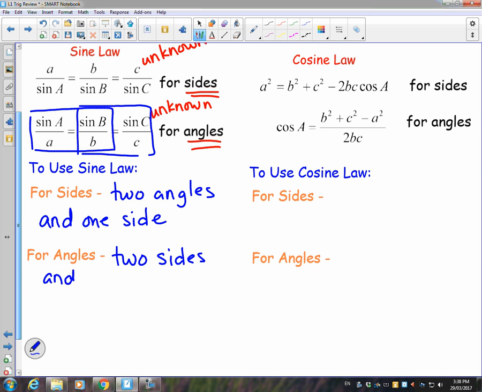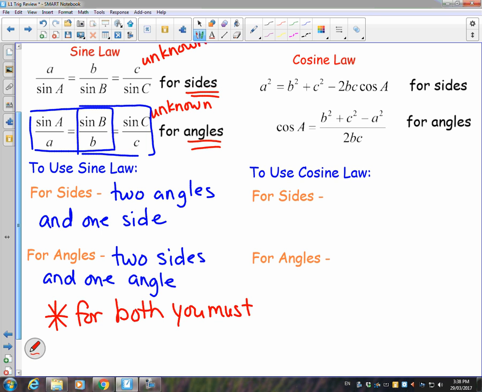But there's a catch. For both situations, you must have a pair. And what I mean by that is you have to have an angle and a side that are across from each other, that are opposite each other in the triangle.